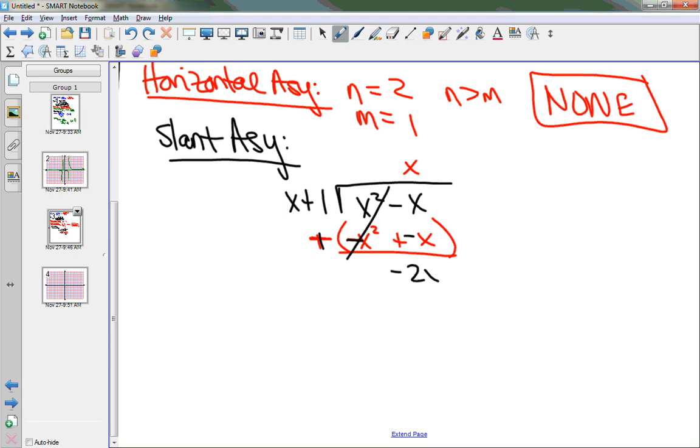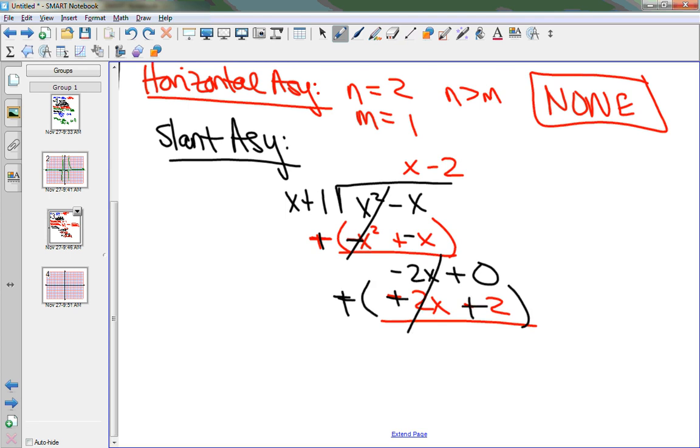negative 2x plus 0. What do I multiply x by to get negative 2x? Negative 2. Negative 2 times x is negative 2x. Negative 2 times 1 is negative 2. And I'm subtracting a quantity, so therefore the signs change. That's gone. I'm left with 2 as my remainder. Do I care about my remainder? No. So what's my slant asymptote? Y is equal to x minus 2.